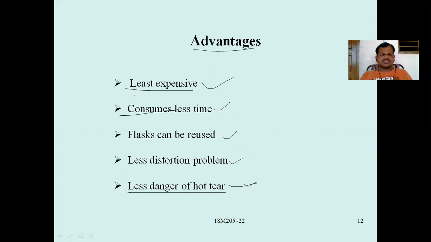Coming to advantages once again, least expensive. There is very little maintenance, which means less initial cost. Next, consumes less time. It will take less time to manufacture the product, and flask can be reused once. No need to dispose of it, and less distortion problem. That is also one of the advantages. Less danger of hot tears in green sand mold.